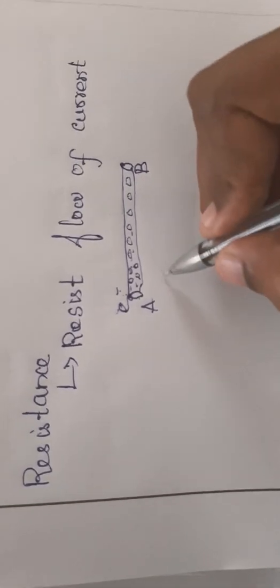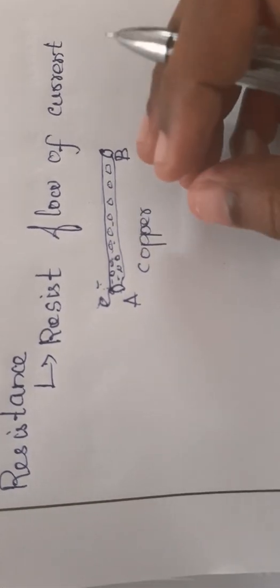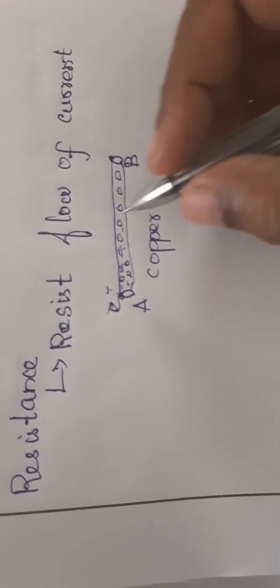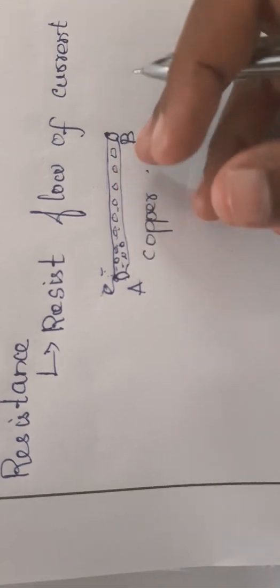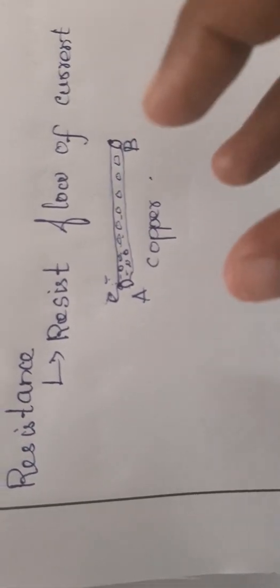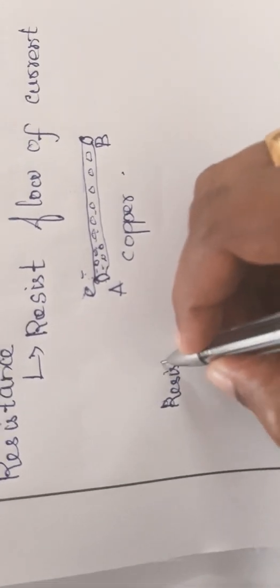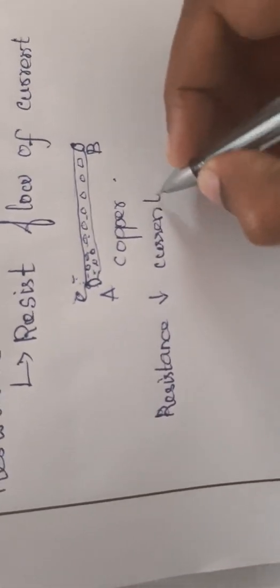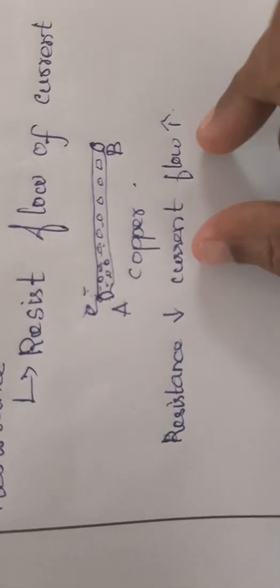If we use the copper material, copper has fewer atoms. So the opposing is less: if there are fewer atoms, the electrons inside resist only a little. So the current flow will be higher. If the resistance is low, then the current flow will be high, and the movement of charge carriers will be high.